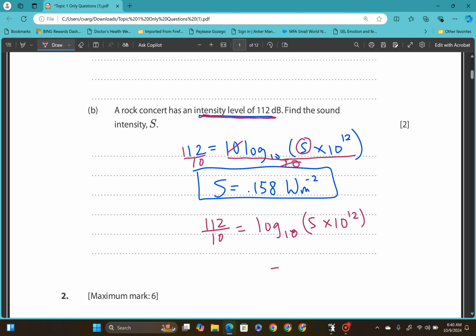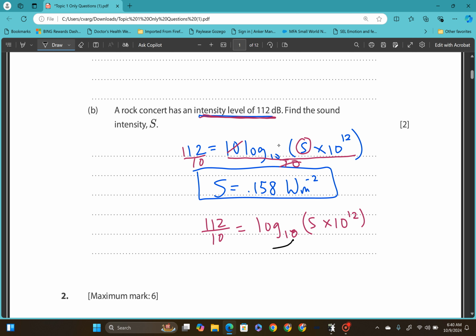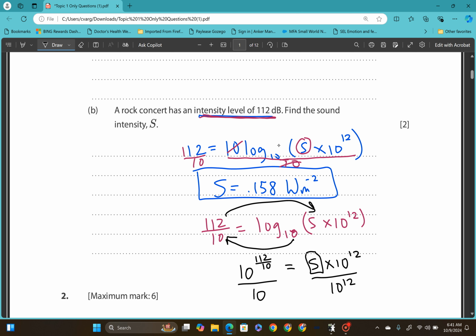So to get rid of log, what we have to do is we have to do the circle of log. What do I mean by that, right? You start at the bottom, it makes like a circular motion. So it's 10 to the 112 over 10 is equal to S times 10 to the 12, okay? We want to get the S by itself, so to get rid of times, we divide both sides by 10 to the 12. So this cancels, this cancels. So now we're left with S. When you plug this whole thing into the calculator, you are going to get the same thing as 0.158.